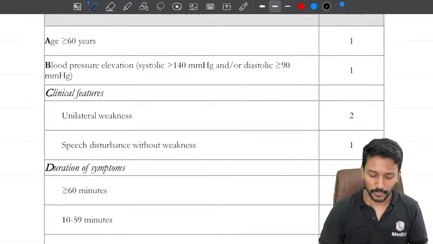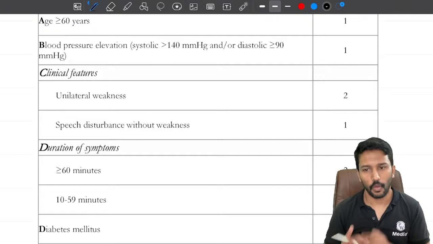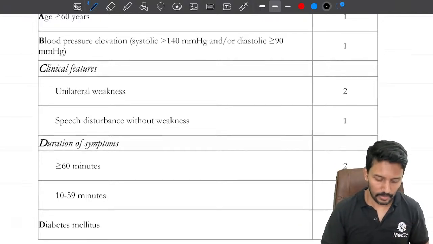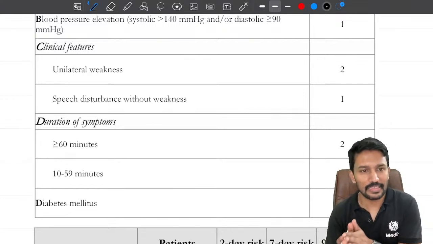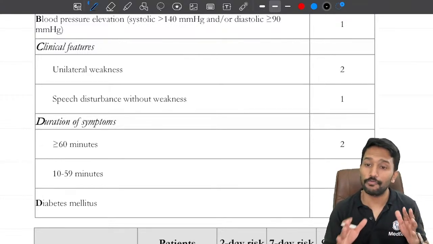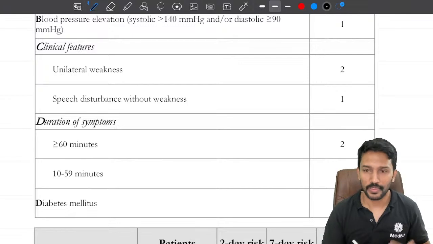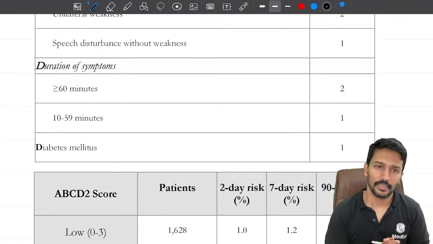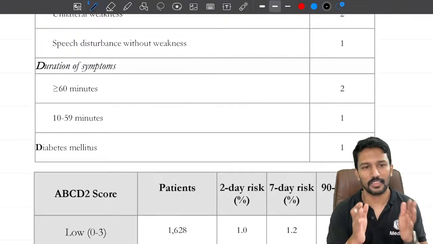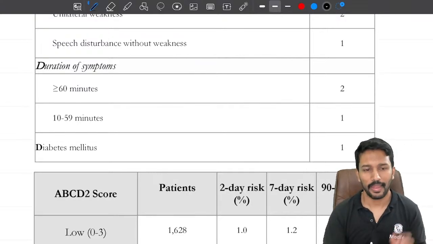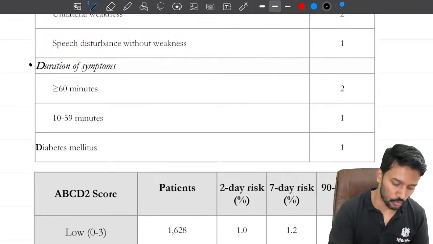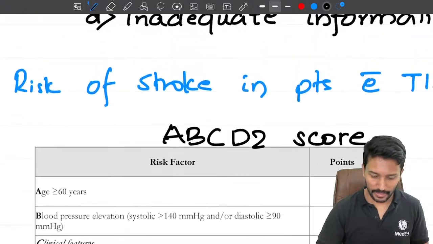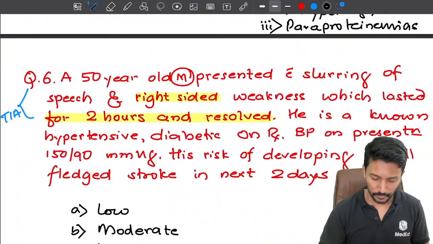What are the clinical features? Whether the patient had a unilateral weakness or the patient had speech disturbance without weakness. Okay. Then D here in the ABCD2 stands for duration of symptoms, how long the focal neurological deficits lasted, whether they lasted for more than 60 minutes or less than 60 minutes, and if less than 60 minutes, whether they lasted for 10 to 59 minutes. And whether the patient has diabetes. So that's the D2, right? ABCD2. Now let us look at the question and assign the ABCD2 score for this patient.